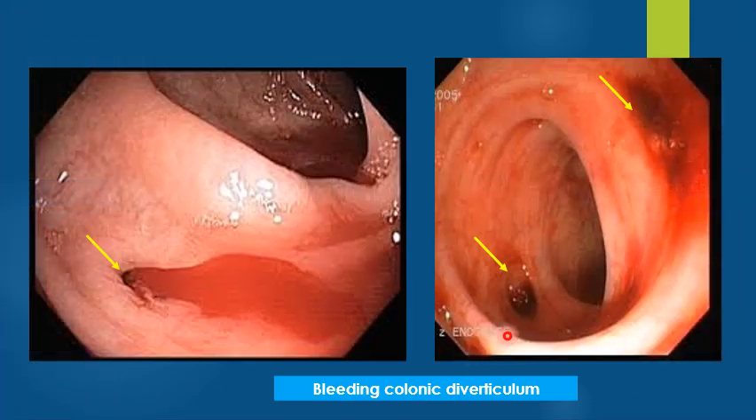And this picture shows you an actively bleeding diverticulum. See the fresh blood oozing out from the openings of the diverticulum. Fresh blood here. And here is a recently bled diverticulum possibly here. There's some clots there, so the bleeding has stopped.